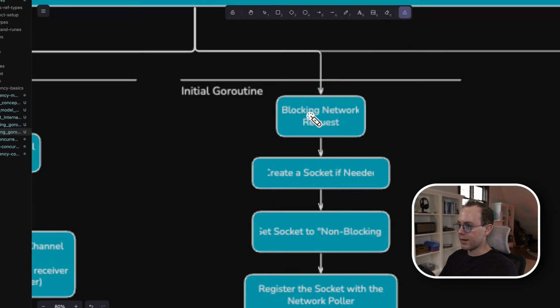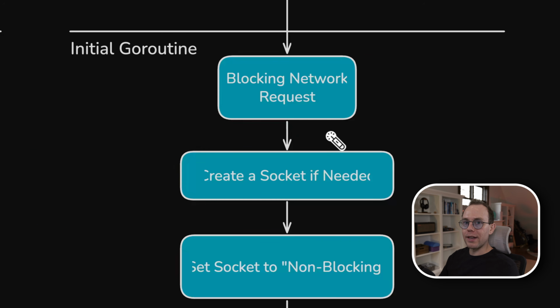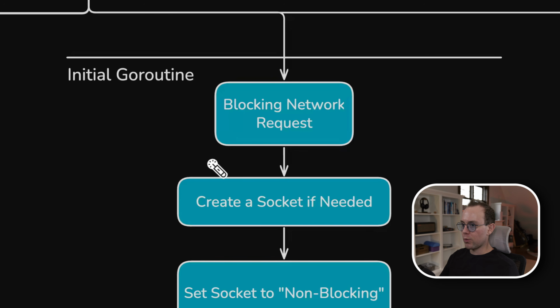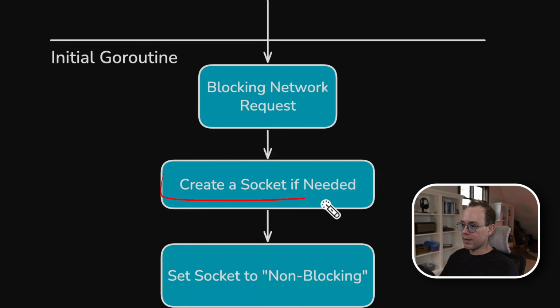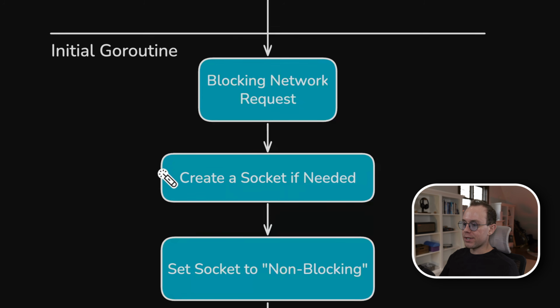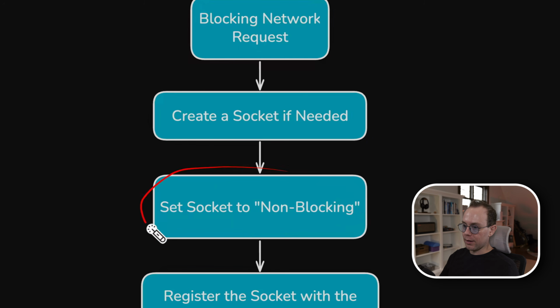Okay, the next case is if we have a blocking network request. So first, while we're still in the user Go routine, Go will create a socket if there isn't an existing one that's already created. Then it will set the socket to non-blocking, which basically means that when you call something like connect or send on the socket, instead of blocking the OS thread until that operation is complete, it will return right away and tell you if the thread would have been blocked by that call.